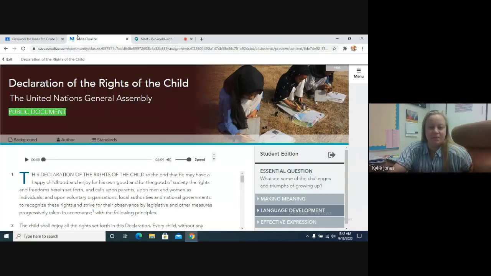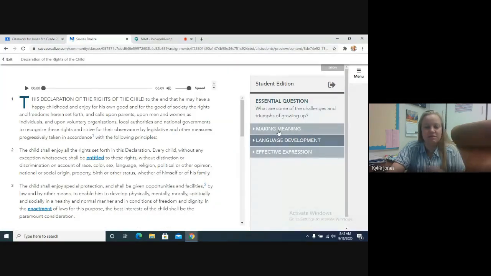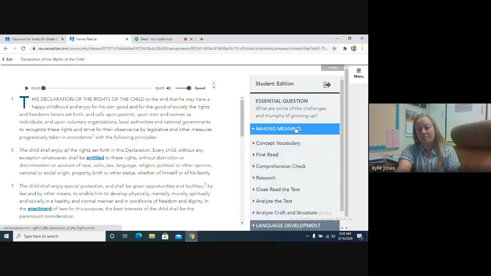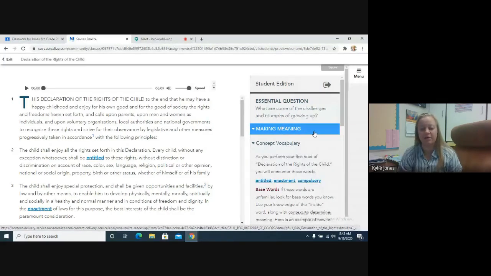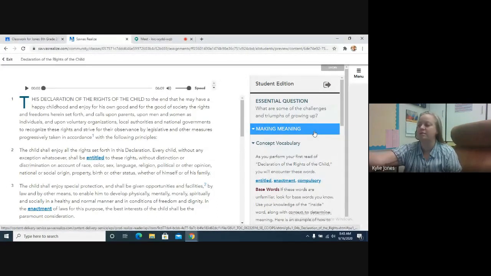All right, I'm going to close this top part so that it's out of the way. Before we read it, let's talk about a little bit of vocabulary that you're going to see. So on the right, under the essential question, which is the same thing that it has been, we're going to open the first tab, making meaning, and we're going to start with concept vocabulary. So making meaning, concept vocabulary. And I'll give you about 30 seconds to open that one up.